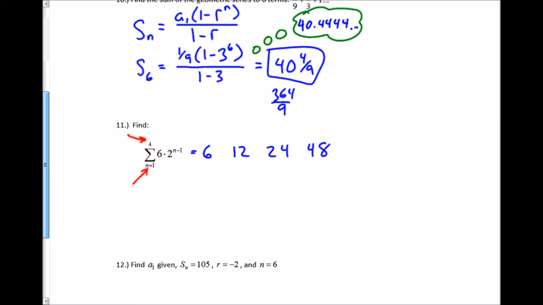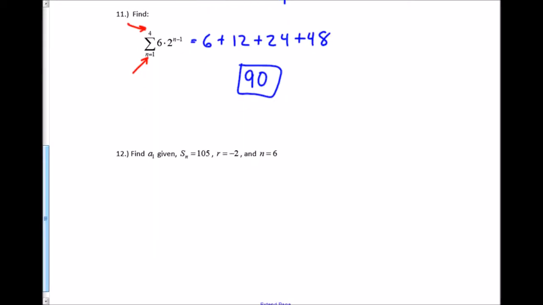Sigma tells me that I need to add these together. So that's what that notation means. It says, hey, start with a 1, work your way up to 4, add all these values together. And when we do this, the 48 plus the 24 plus the 12 plus the 6 looks like it gives me a 90. And that's it.